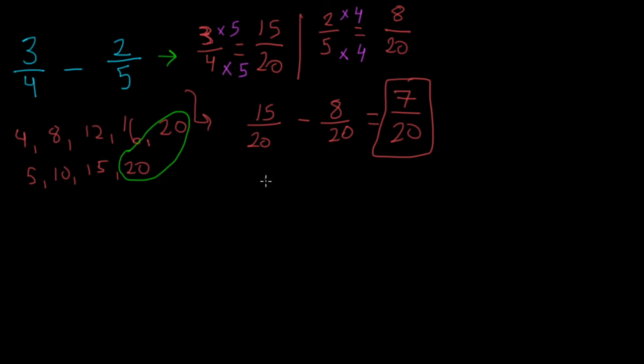And again, all we did was we took 3/4 and transformed it into 15 out of 20 with our equivalent fractions. And then we took 2/5 and transformed it to 8 twentieths using equivalent fractions. And this gave us a new problem where we have the same denominator, and then therefore we can subtract. And we got 7 twentieths. All right, let's do one more problem.